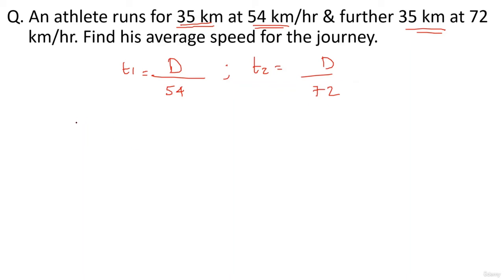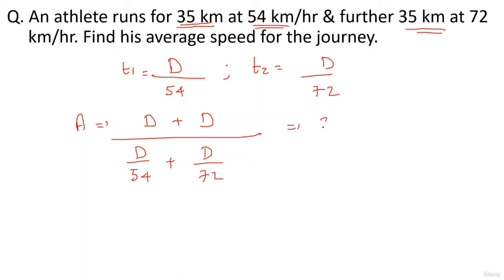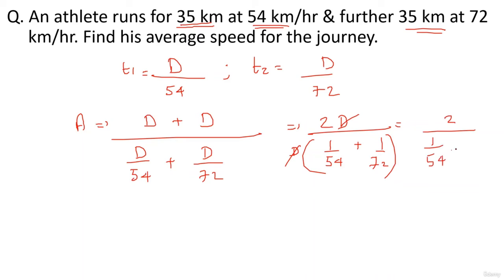Now for the entire journey, the average speed can be calculated as total distance, which will be D plus D, upon the total time. If you observe, the numerator consists of 2D. From the denominator you can take out a D common, you will land up with 1 by 54 plus 1 by 72. What do you observe? The D gets cancelled out. You are left with 2 upon 1 upon 54 plus 1 upon 72.